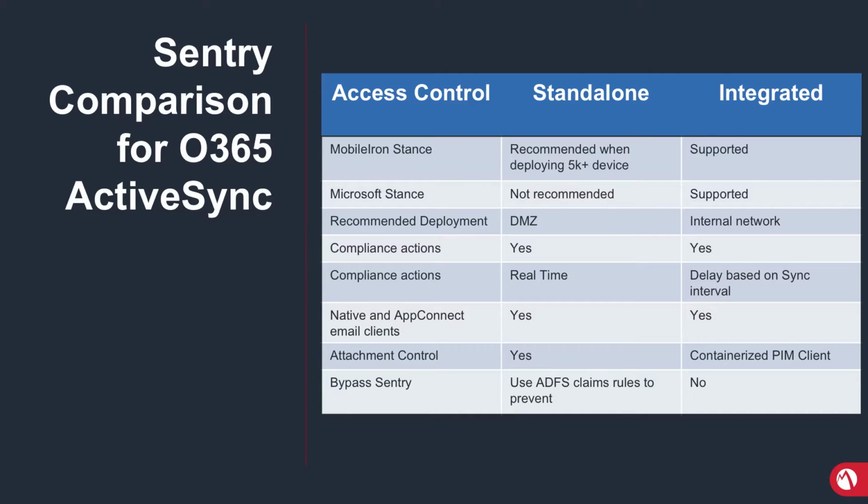In terms of the email clients, you can use a native email client on both, but if you really want to leverage attachment control, then with the integrated Sentry you're going to have to stick with some type of containerized PIM client, such as Email Plus. Now, in terms of bypassing the Sentry, with a standalone Sentry we're going to have to leverage some ADFS claims rules to handle that, and we're going to talk about that a little bit more coming up. Not really worried about that with integrated Sentry because we're not sitting in line. You're going to direct users right to O365.